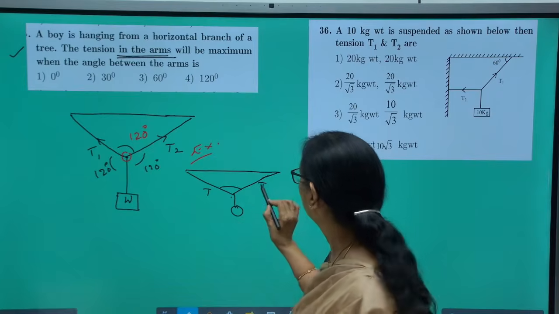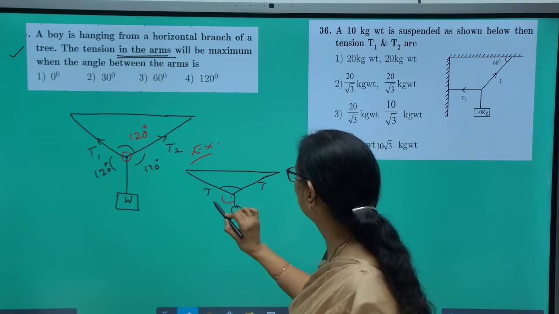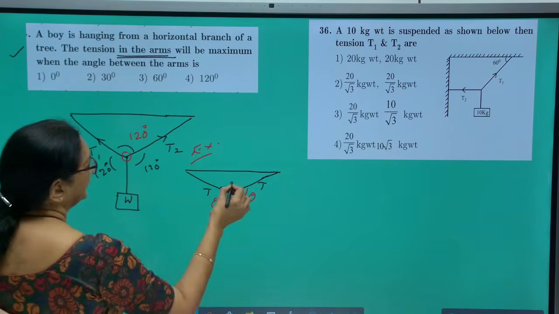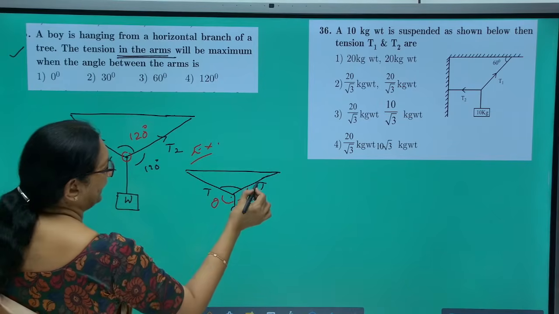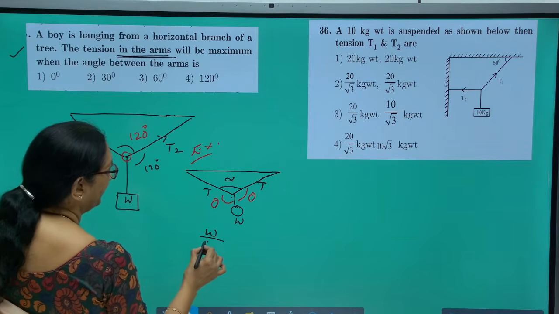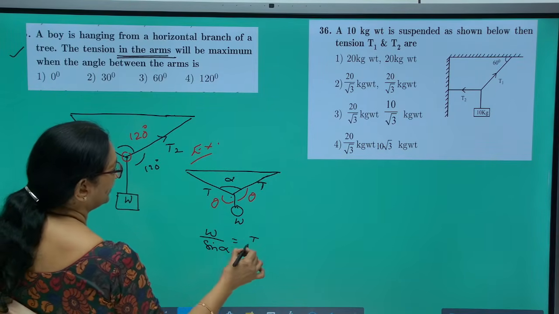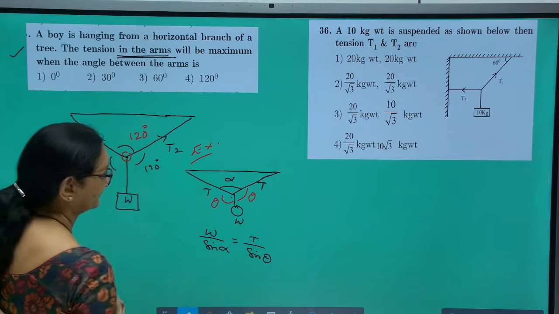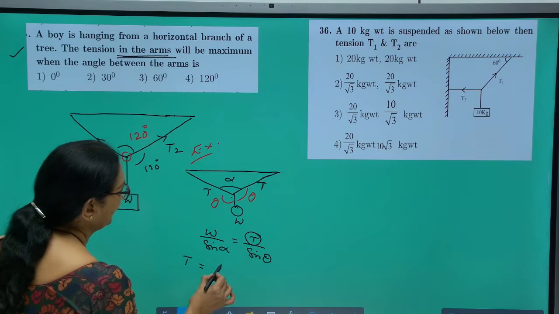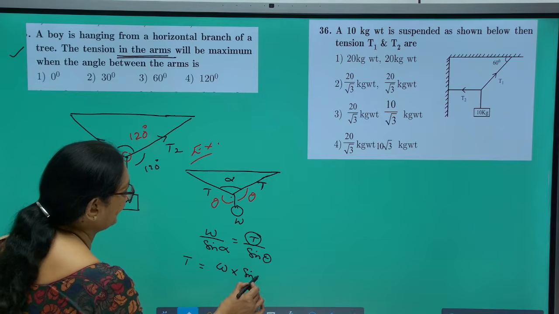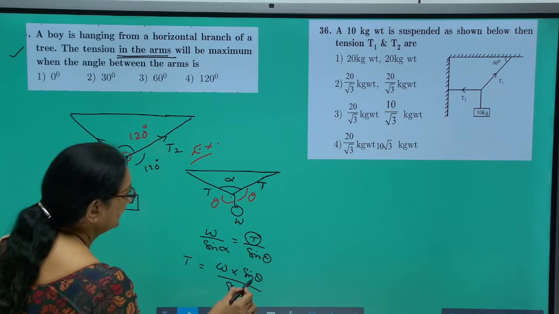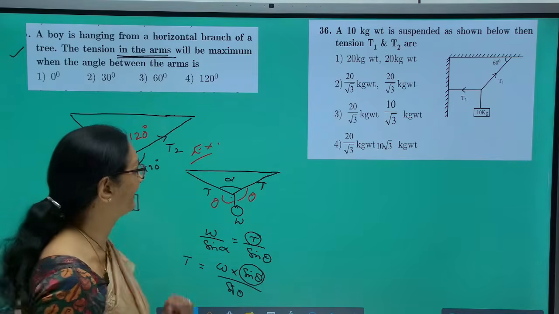So, just look here. This angle, let us take it as theta, this angle is also equal to theta. So, this angle becomes, see, simply if this angle is some alpha. So, this is W. W by sine alpha is equal to T by sine theta, right. So, T is equal to W into sine theta by sine alpha. So, this will be maximum when theta is 90.